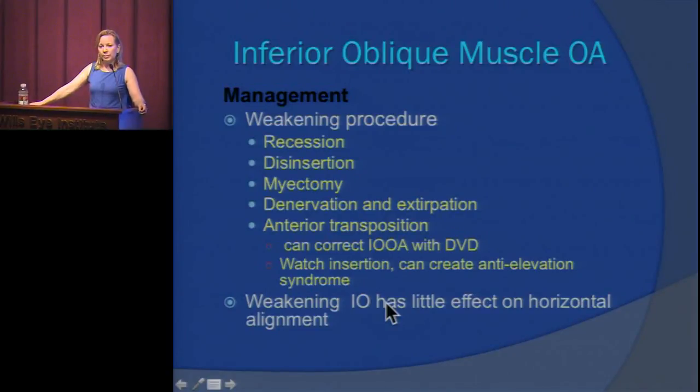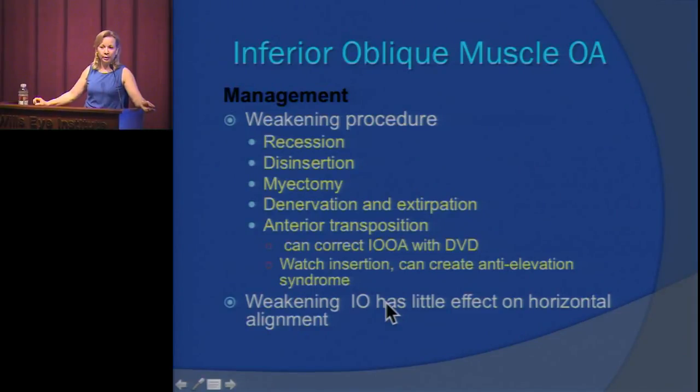When you do an anterior transposition, you're actually taking that inferior oblique and transposing it to the lateral border of the inferior rectus muscle. In this situation, you want to watch where you place that insertion. We frequently bulk it up rather than spread it out, because the lateral portion of that insertion, if it's placed too laterally, can create an anti-elevation syndrome.